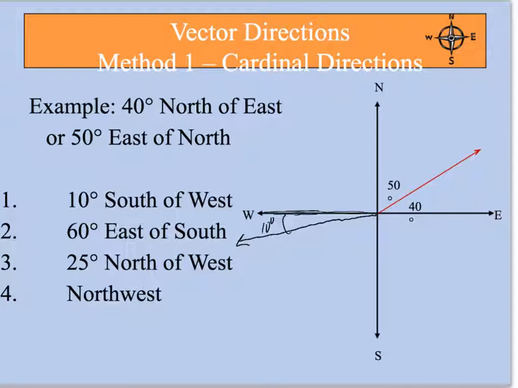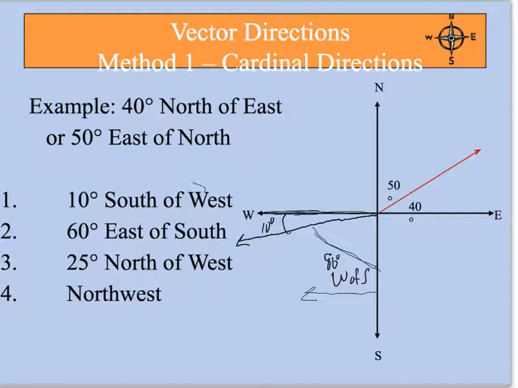What else could I call 10 degrees south of west? Well, that would be this angle here. If we know that this is 10 degrees and we know that the entire quadrant has an angle of 90 degrees, then this angle has to be 80. And if it's 80 degrees, we have to give it some context. 80 degrees what? Well, 80 degrees west of south.